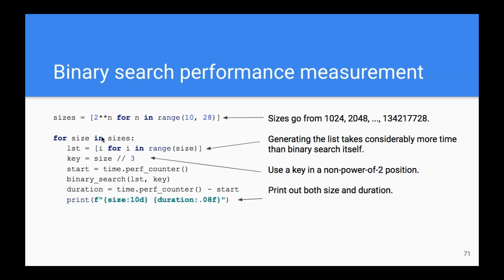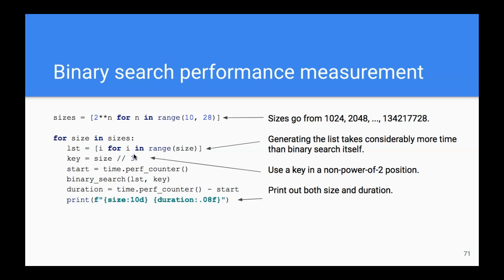Okay, and I'm going to loop over the sizes. I'm going to generate a list of a sequence of numbers, all from 0 all the way up to the size. And remember, they have to be sorted for binary search to work. And when I run it, I see that this is actually the line of code that took the most time. It takes a while to generate a list of 100 million items, right?